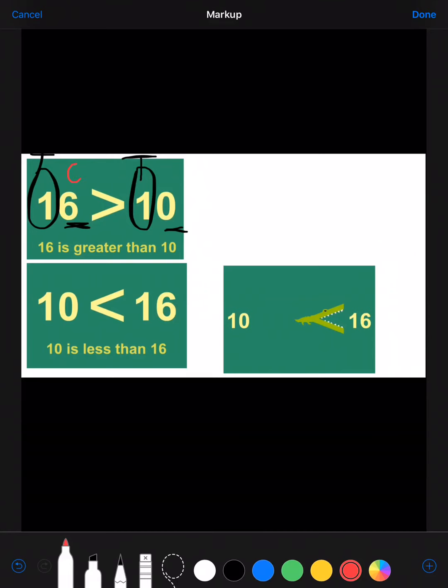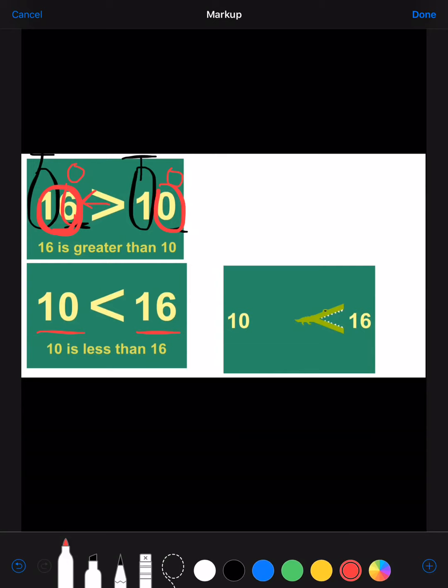And the reason we're looking at that ones place, I'm going to put a 0 up there for 10, is because we need to compare the 6 with the 0. Which number is greater, 6 or 0? 6. So we know that 16 is the number that the alligator wants to eat, so it's going to be chomping that number, okay?